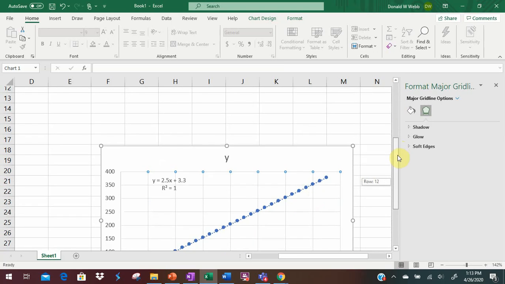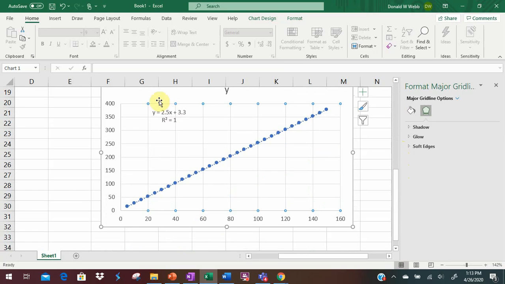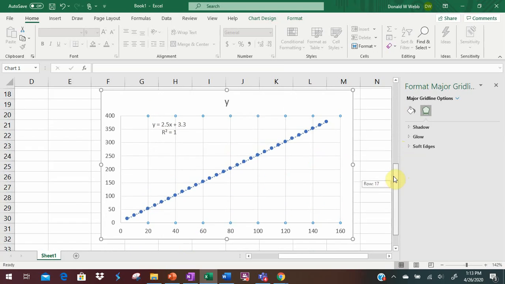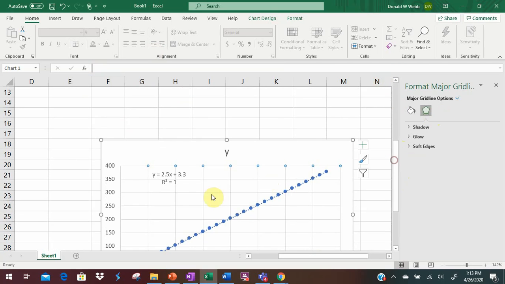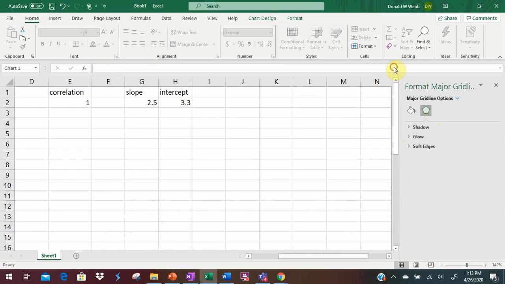Okay, let's see. So this you can use, there's the 2.5, there's the 2.5, 3.3 gives us the intercept.